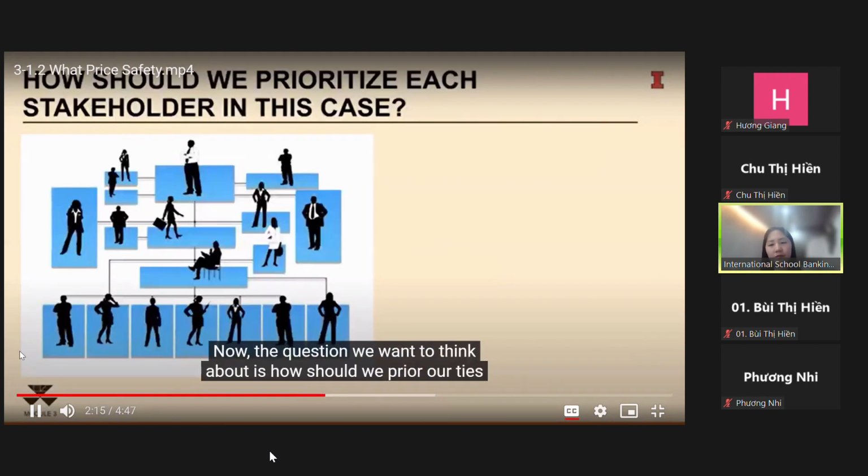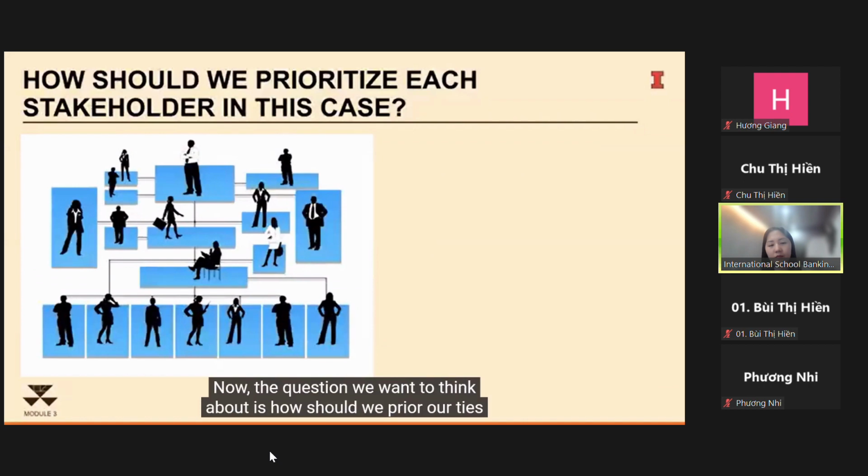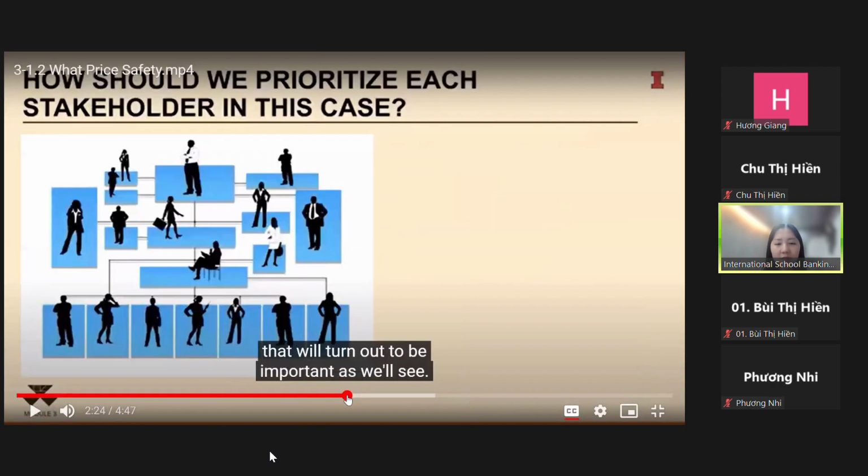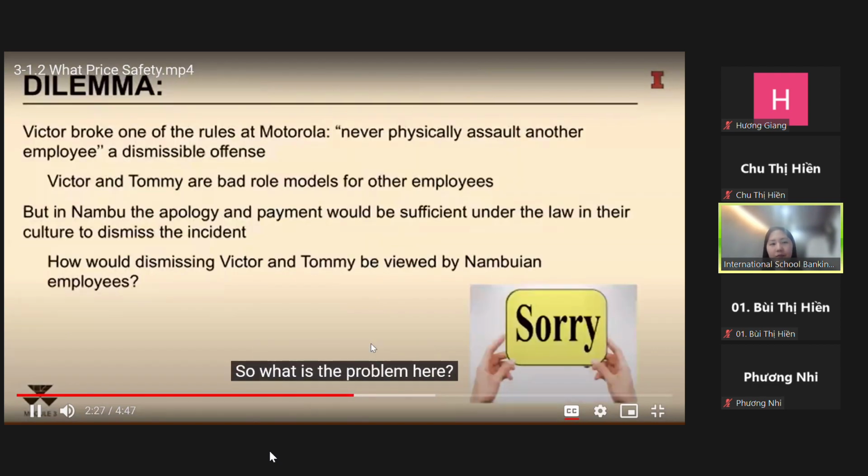Now, the question we want to think about is how should we prioritize each one of these stakeholders or groups of stakeholders in this case? And that will turn out to be important, as we'll see. So what is the problem? In one firm, the firm will have so many different stakeholders, but we cannot spend all our time and resources to care for every single stakeholder equally. So we have to prioritize. We have to find our priority. Which stakeholder should take our concern at the moment?